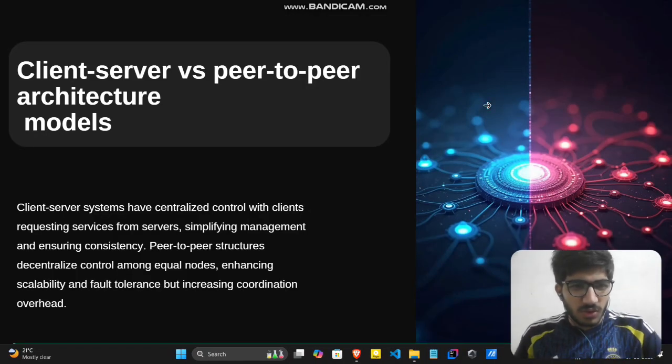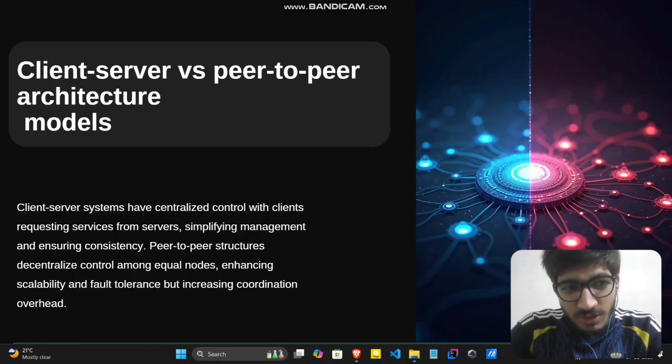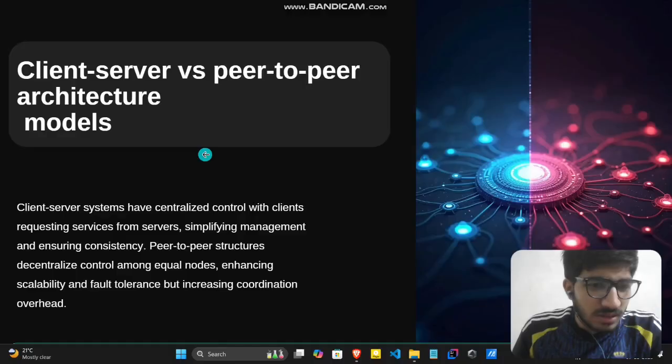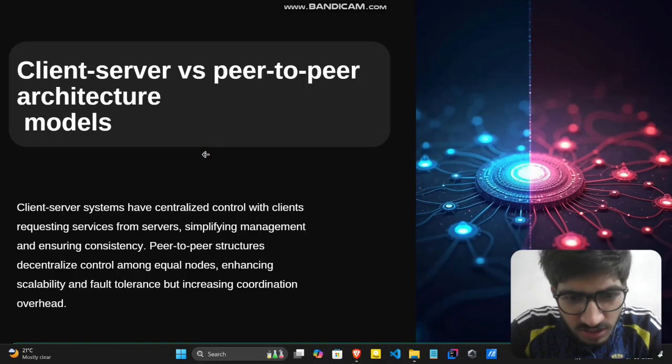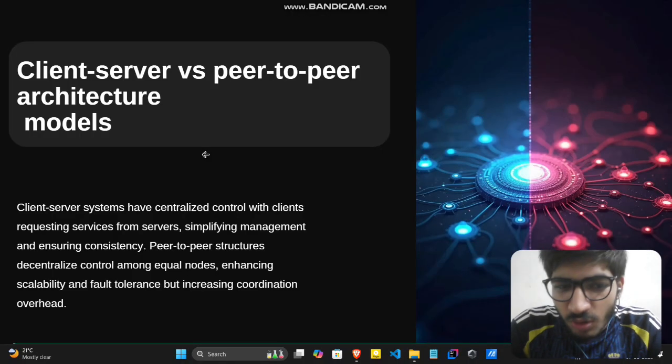So now we are going to see the client server versus peer-to-peer architecture models. Client server systems have centralized control with clients requesting service from servers, simplifying management and ensuring consistency. Peer-to-peer structures decentralize control among equal nodes, enhancing scalability and fault tolerance but increasing coordination overhead.